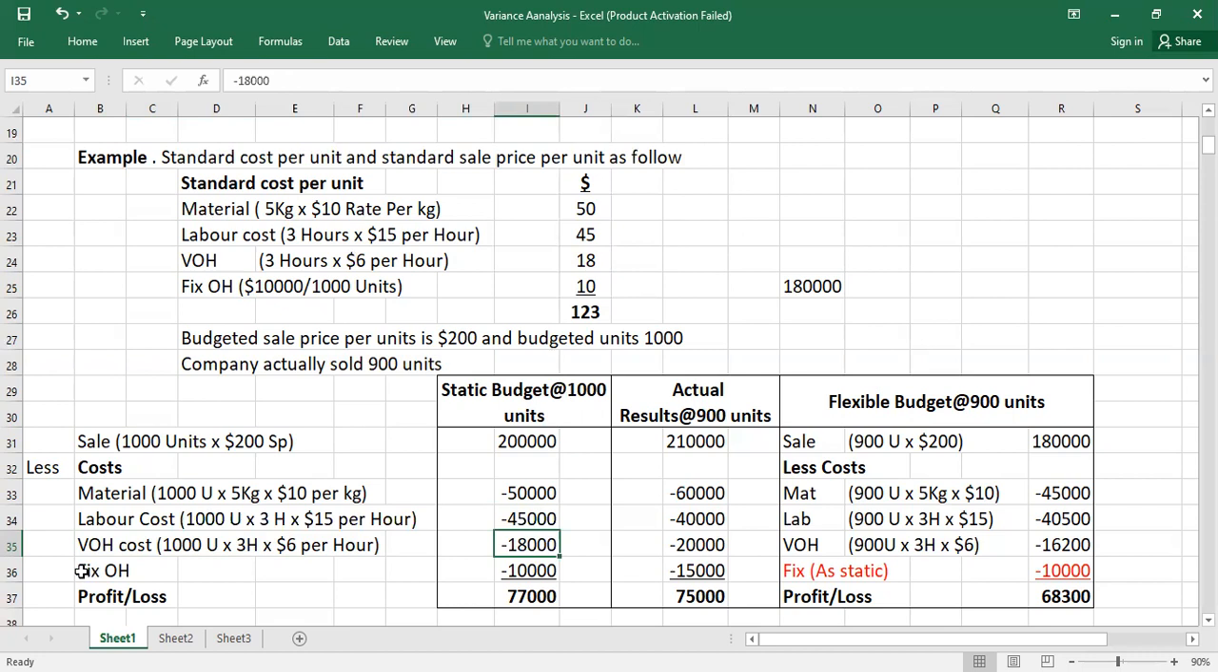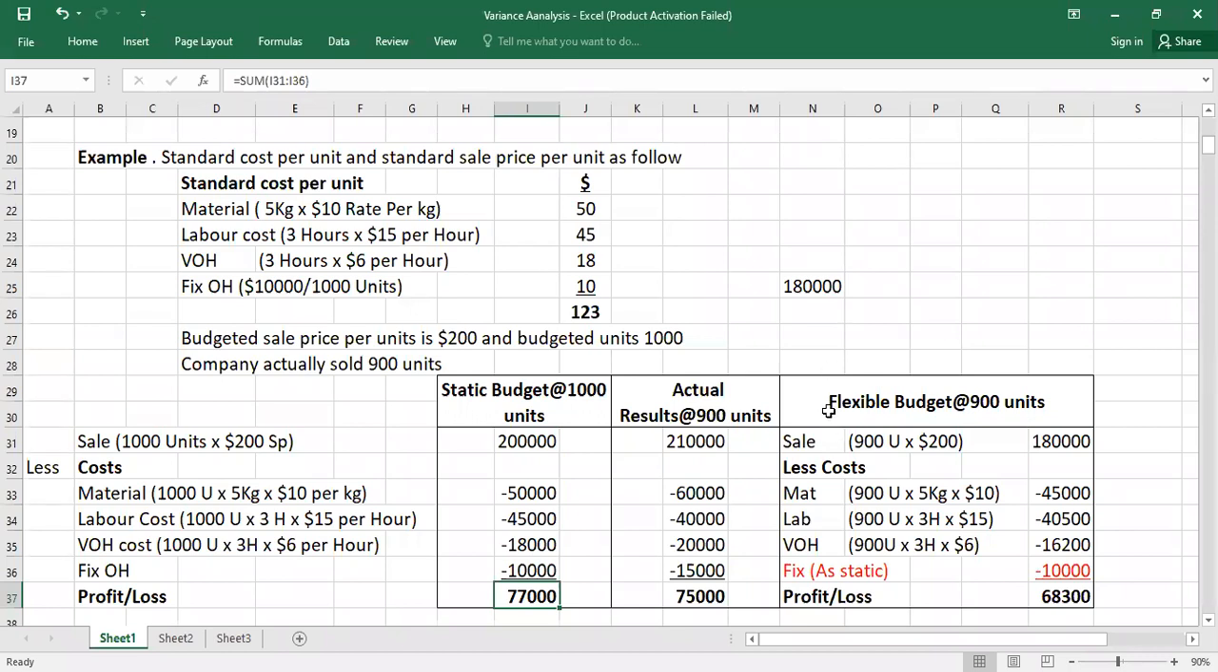And now we need to write here fixed overhead, and fixed overhead we will take from the standard cost data. As you can see here, fixed overhead total was $10,000. So this $10,000 we will write it here. Now we need to subtract all these costs from the sales value. This is how you will get the amount of profit or loss, which is $77,000.